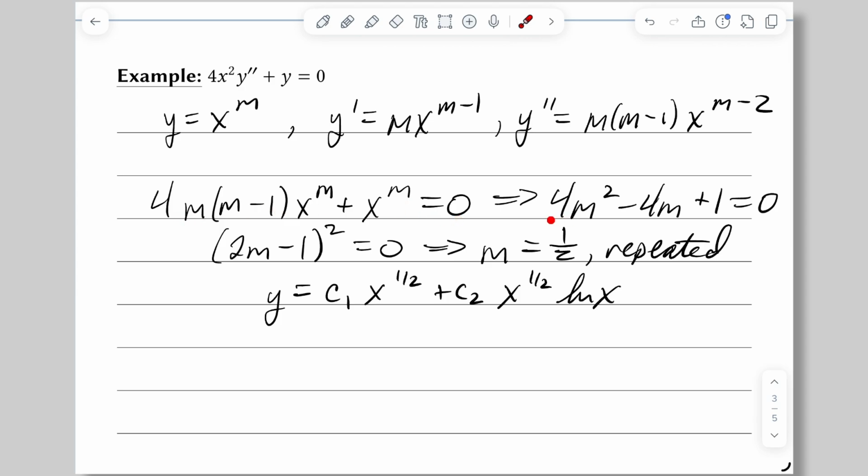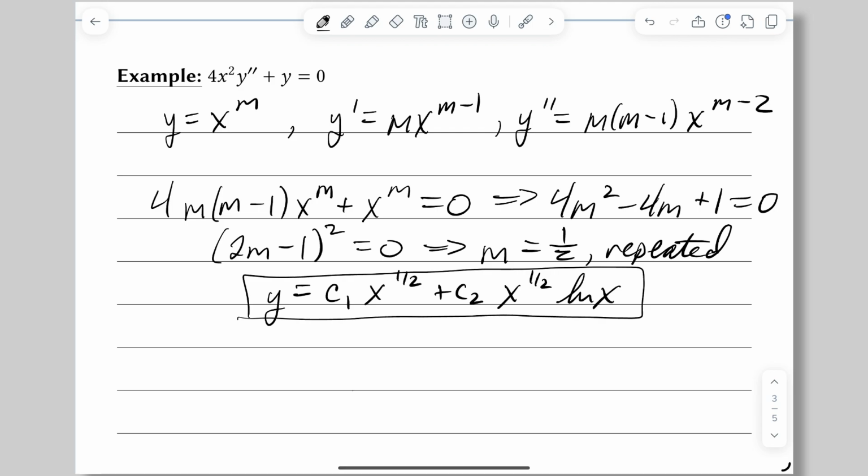The auxiliary equation, 4m squared minus 4m plus 1 is equal to 0, factors as 2m minus 1, the quantity squared, equals 0. We have m equals 1/2 repeated. And y equals c1 x to the 1/2 plus c2 x to the 1/2 natural log of x.